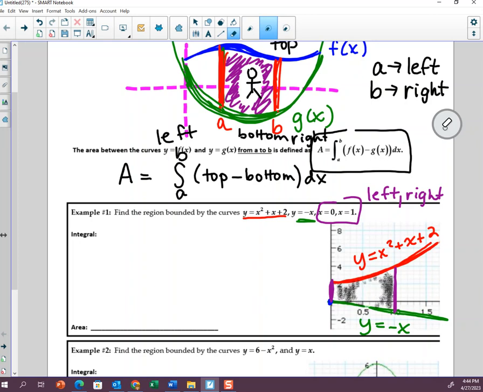And if we make a little space for you in there, oops, there you are. The red function, the quadratic, is on the top, and the linear function, the green guy, is on the bottom. So take a minute and see if you can write me the integral that will calculate that area, the area between x squared plus x plus 2 and y equals negative x.